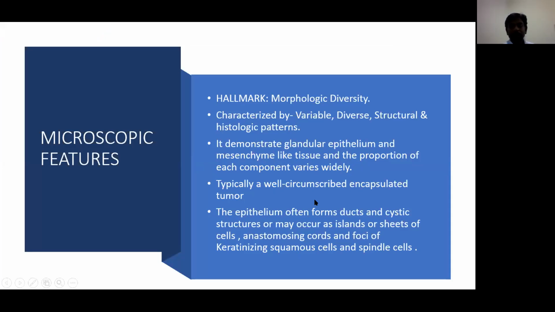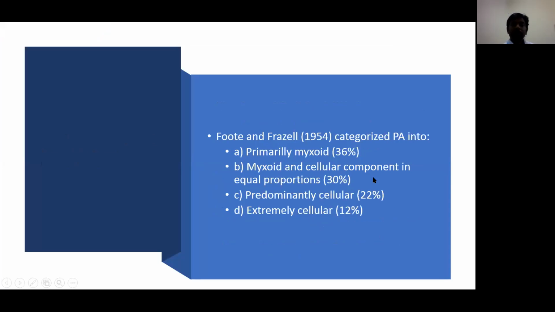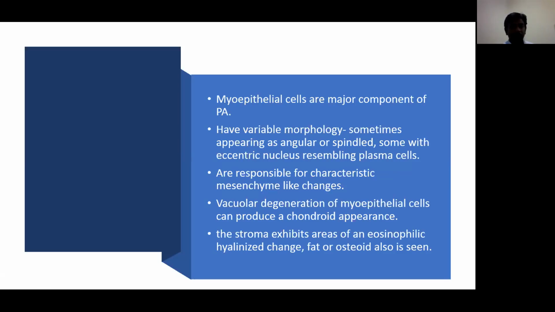They are well circumscribed, encapsulated tumors, and they categorize pleomorphic adenoma into 4 categories: primarily myxoid, myxoid with cellular component, predominantly cellular, and extremely cellular. In the extremely cellular one, the other components like the chondroid and the osseous areas will be very less. And myoepithelial cells are the major component of pleomorphic adenoma. Even if you do FNAC, these cells will give a clue that you are dealing with pleomorphic adenoma, along with the chondromyxoid areas.